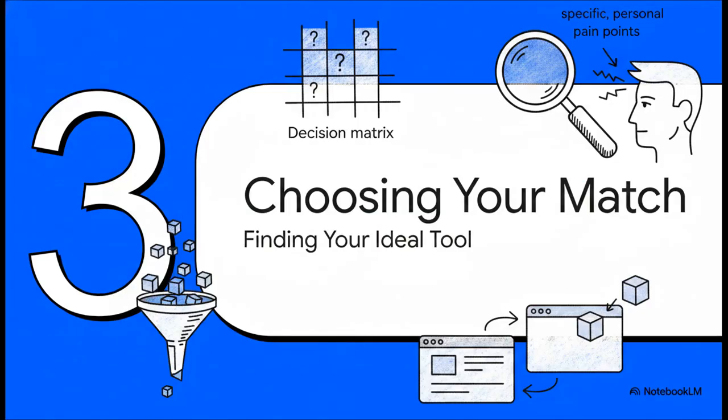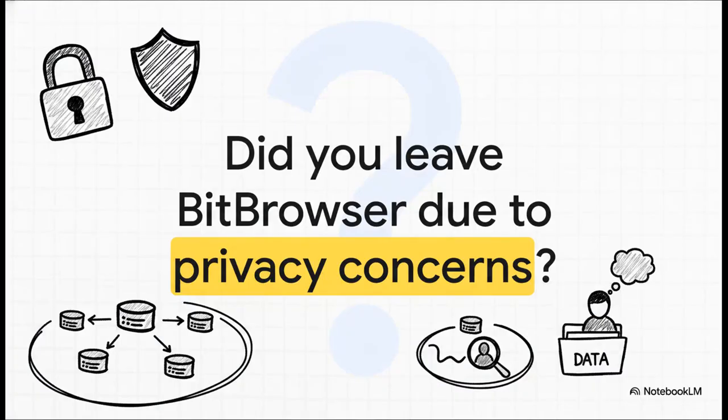All right, moving into section 3, choosing your ideal match. We've seen all the data, but information is only really useful when you apply it. So let's filter these 8 tools through a decision matrix framed entirely around your specific personal pain points. First up, I want you to just reflect for a second on your primary catalyst for change.